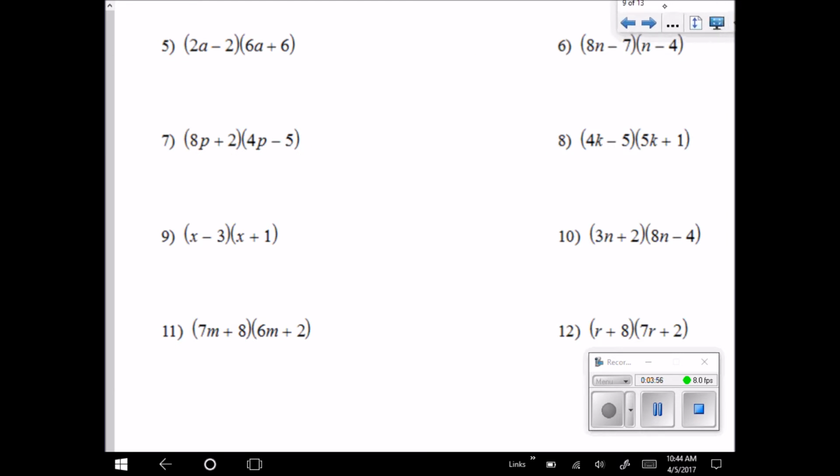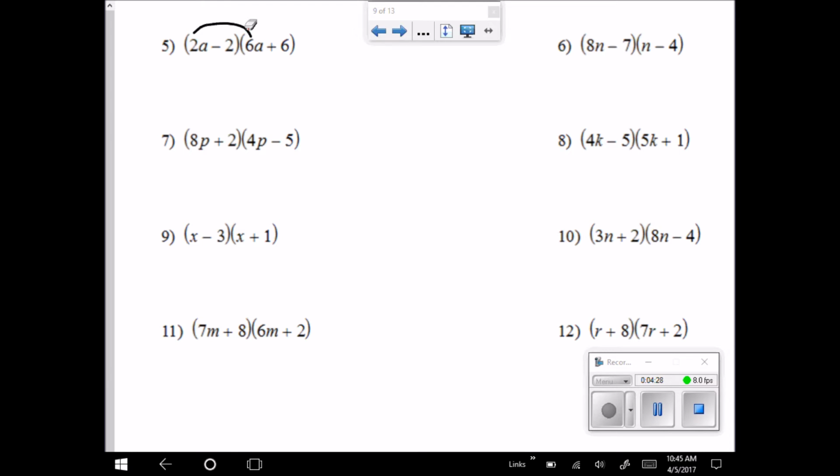Moving on, now we are multiplying these binomials. I think they're all binomials on this page. Remember, there's multiple ways you can multiply. We can use the FOIL method, we can use the table method, or we can use distributive property, and they all work on a binomial times a binomial.